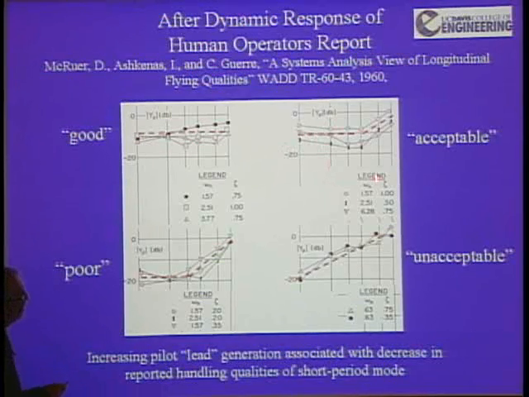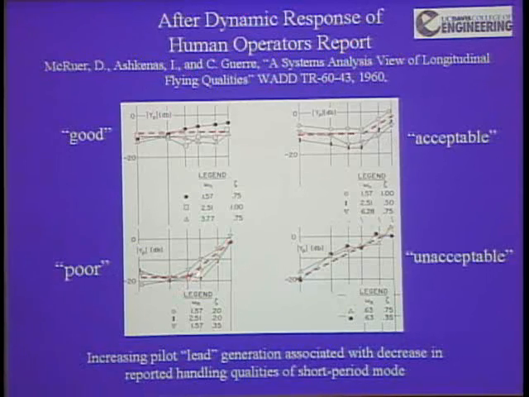If things start to occur where he has to generate lead, he puts a 0 in his transfer function out here, he said, it's acceptable. If things get worse and the 0 that he has to put in comes down to lower frequency, he said it's poor. And if the 0 is far down at low frequency, he says this is unacceptable. So increasing pilot lead generation, the pilot literally putting a 0 in his or her transfer function, leads to a deterioration in performance and in acceptability of the system. That was the first time this had been shown.